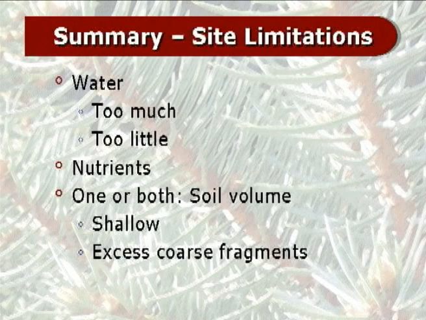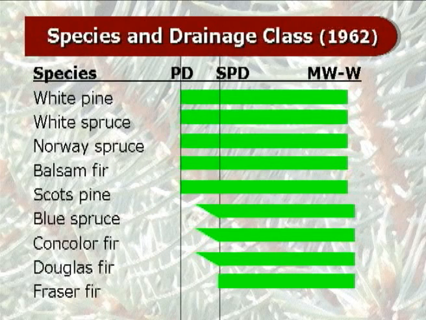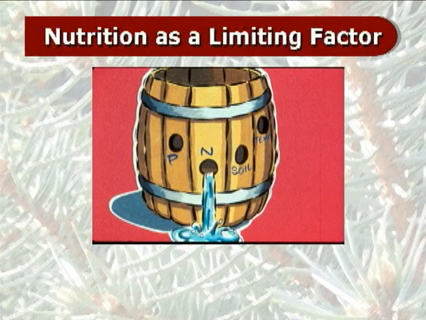In summary, site quality can be constrained by water, too much as well as too little, and by limited nutrient availability, alone or in combination with water. Root exploitable soil volume can be reduced by shallow depth to a root restricting layer, a perched water table, or excess coarse fragments. Tree species vary in their capacity to tolerate too little or too much moisture. The spruces generally tolerate excess moisture, while Fraser fir is very sensitive to moisture and will do poorly on wet sites. When nutrition is the limiting factor, fertilization will increase tree growth.